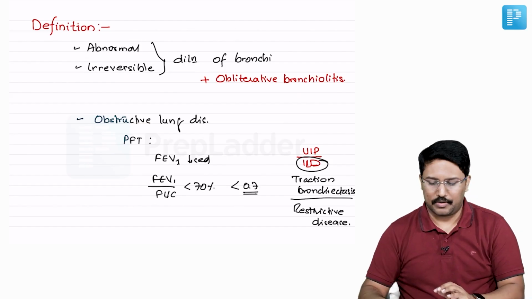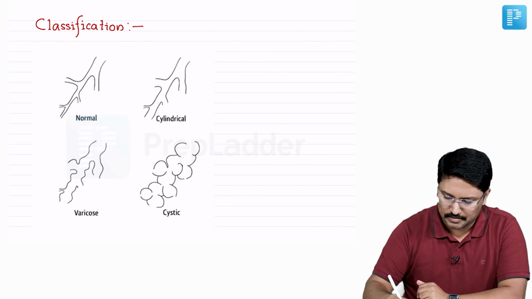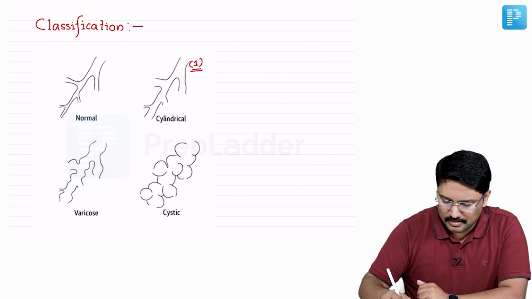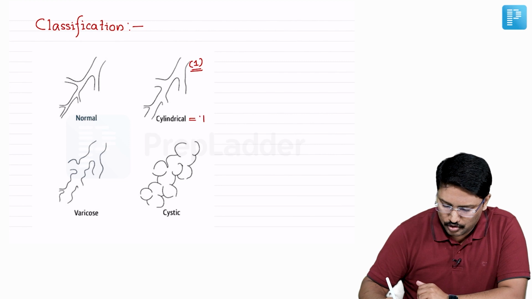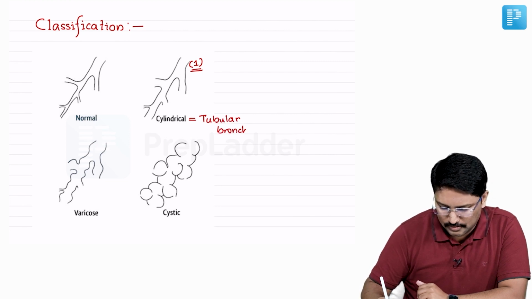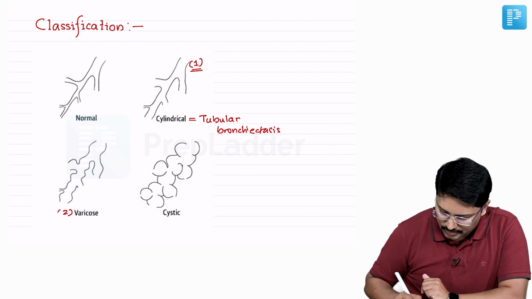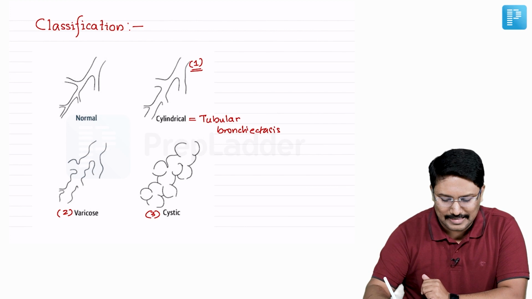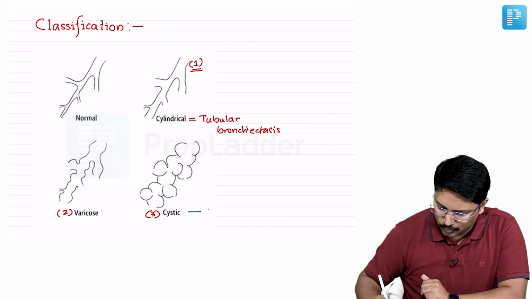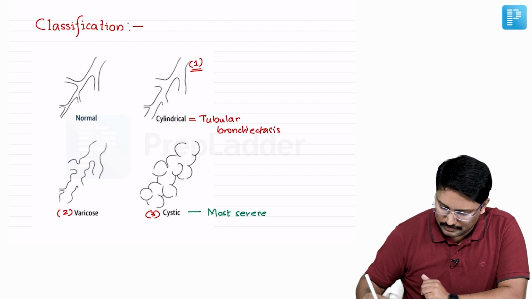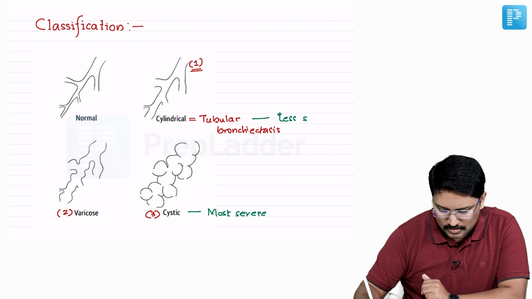Now, morphologically, bronchiectasis is classified into three variants. Number one is known as cylindrical, which can also be called tubular bronchiectasis. Number two is called varicose bronchiectasis, and number three is cystic. In terms of severity, cystic is the most severe, and among the spectrum, relatively less severe is your tubular. It is less severe, and your varicose sits somewhere in between.